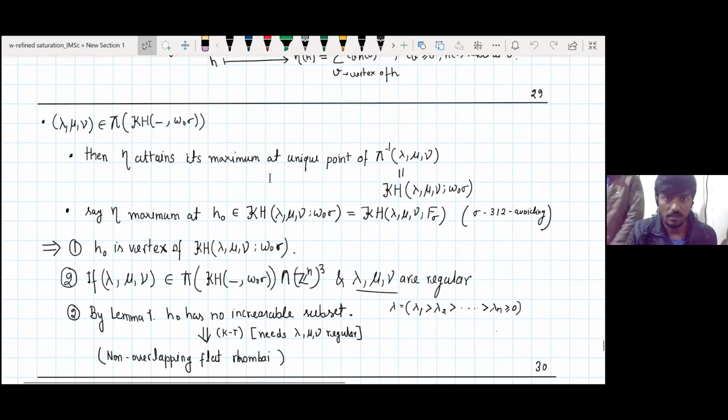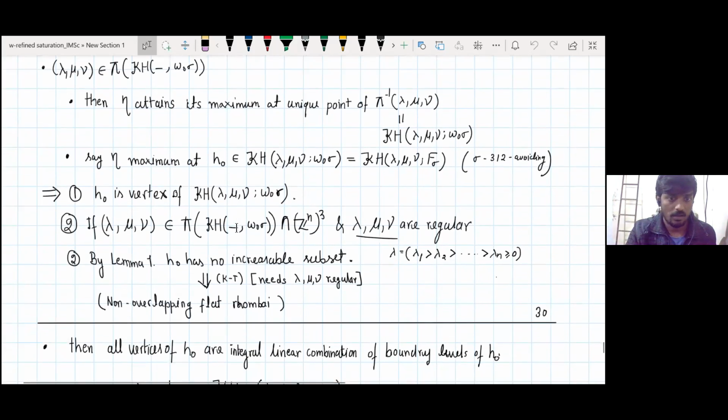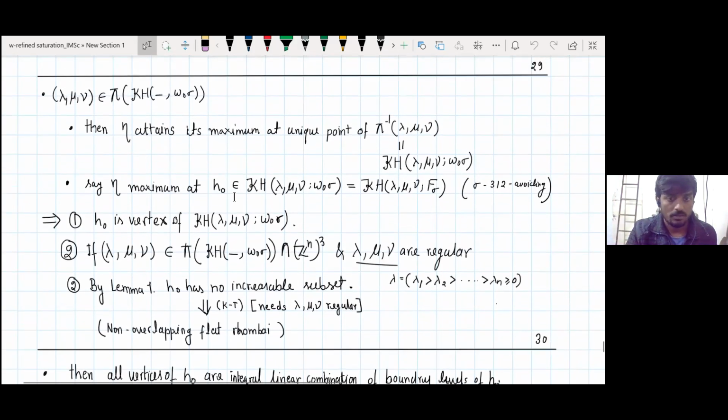In this phase, this functional attains a maximum at a unique point. So say that the maximum is attained at H naught. Because this functional is maximum, this H naught will be the vertex of this phase. If you had anything bigger than that, the functional could get a larger maximum over that. So this will be the vertex.